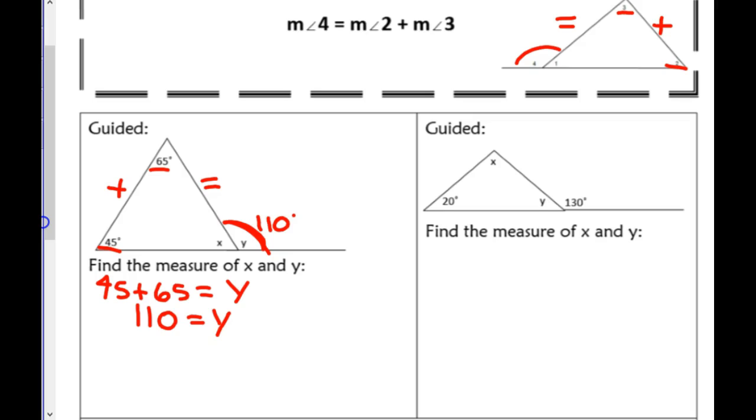Right. So X and Y, these two angles are a linear pair, or they're supplementary. So you can subtract 110 from 180, and you get what? 70.